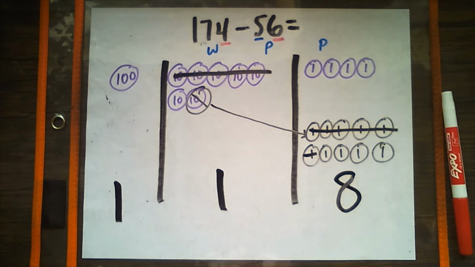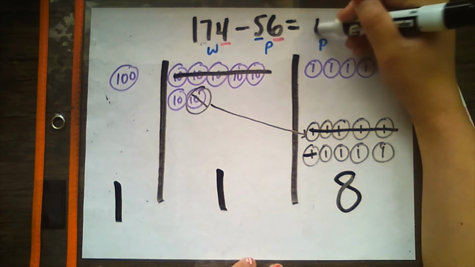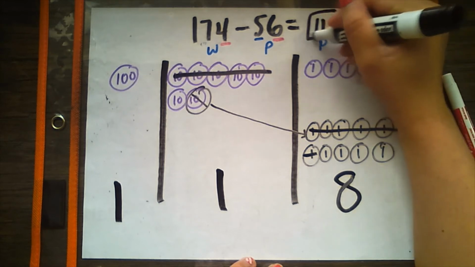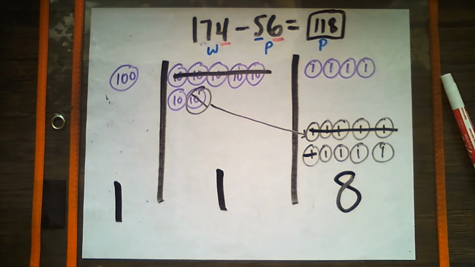What is 174 minus 56? 118. Great, let's go ahead and write that down and box it in because that's our solution for this problem.